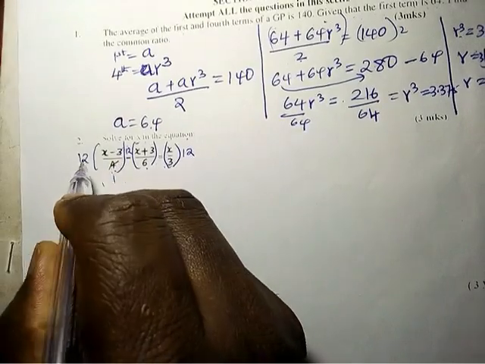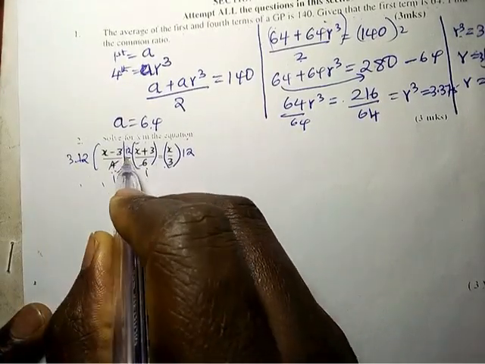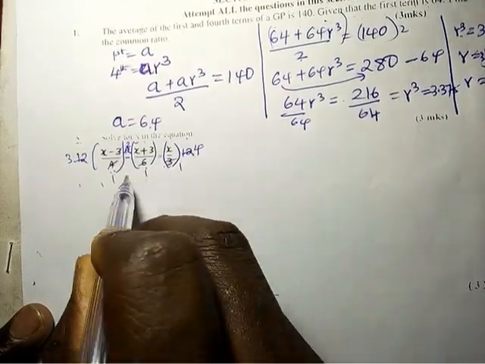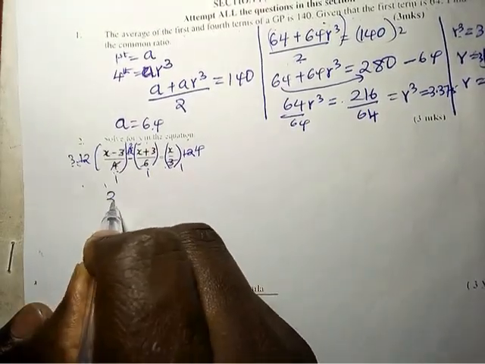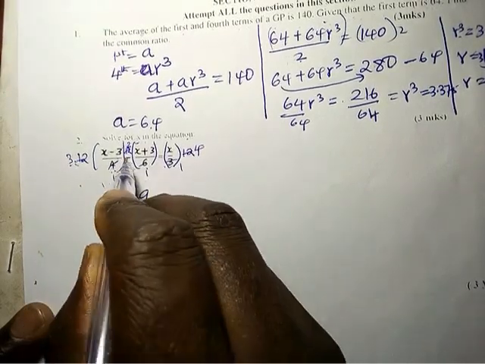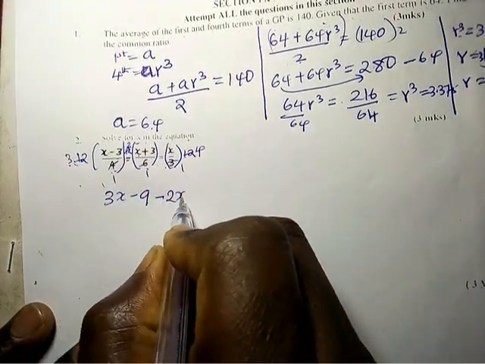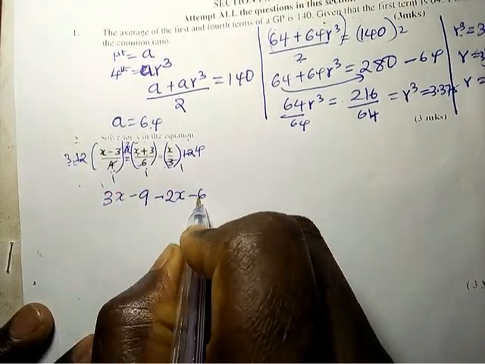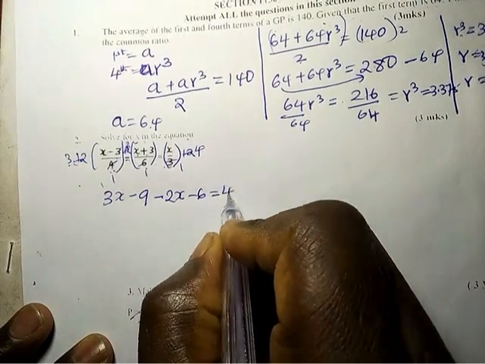So this goes once here, it goes three times. Once here, twice. Once here, how many times? 4 times. So we will have 3 times this, 3x. 3 times this, minus 9. Minus 2 times this, minus 2x. Minus 2 times 3, minus 6 is equal to 4x.